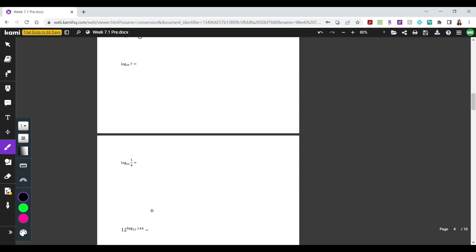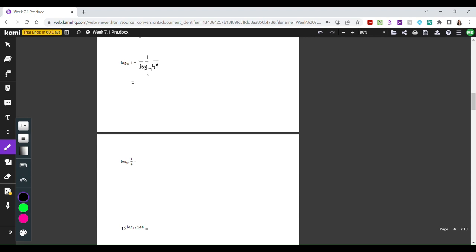Okay. Now, for the next question. Look, we have log base 49, 7. I know that 49 and 7 are related to each other. So what I'm going to do for this case is flip it upside down. When I flip it upside down, my 49 and 7 are going to switch places. So now I'm going to have 1 over log base 7, 49.